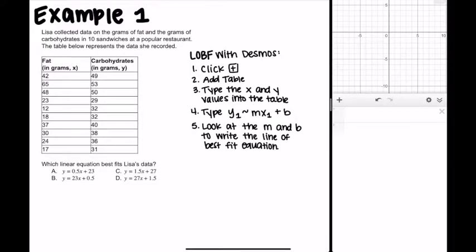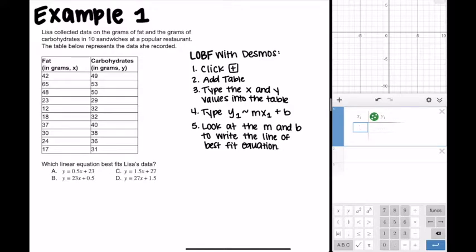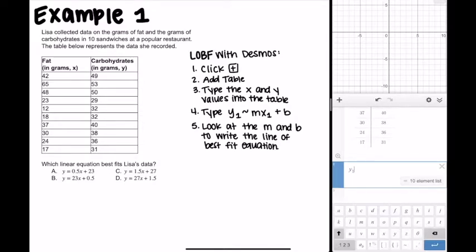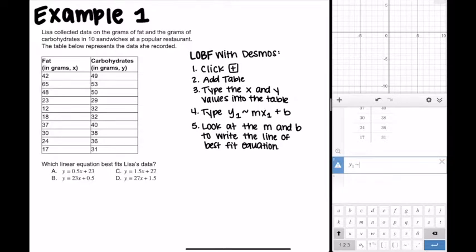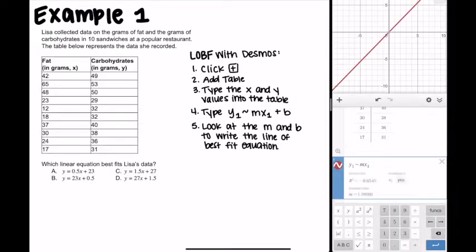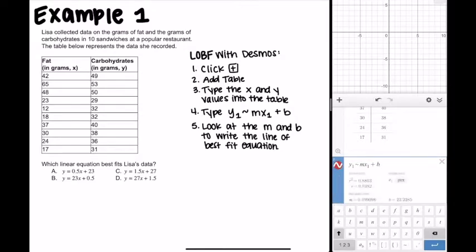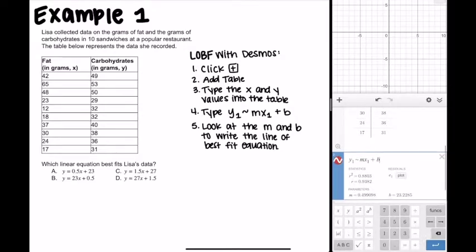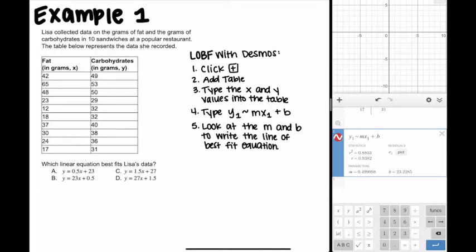First, we're going to go into Desmos and click the plus sign up at the top left, and we're going to add a table. Then we're going to type in all of our x values and all of our y values. Now that we have all of our x and y values in the table, we can click in a new box, and we're going to type y1 squiggle mx1 plus b. Now this gives us an m and a b. So that's what we're going to write down first.